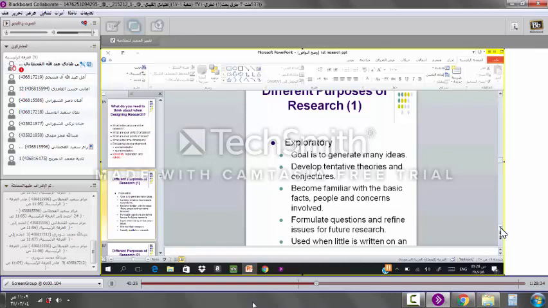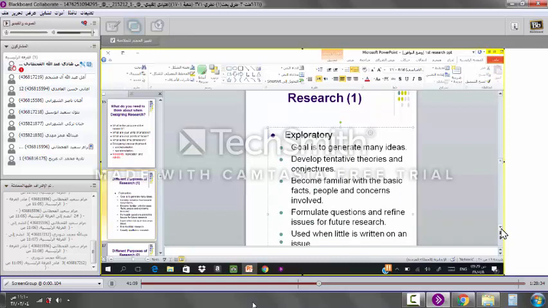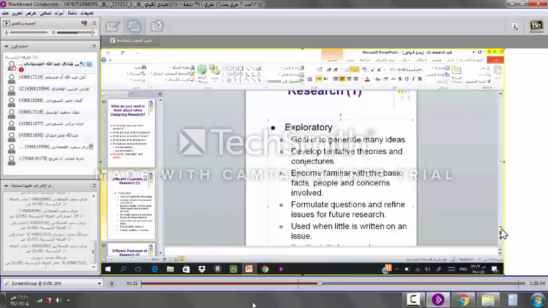When you talk about research purpose, there are people who research for many reasons. They give you an example here, exploratory research, in the sense that the goal is to generate many ideas, to develop tentative theories and conjectures, to become familiar with the basic facts, people, and concerns involved, to formulate questions and refine issues for future research. So it is exploratory. You just bring something that people will benefit from in a descriptive manner. Used when little is written on an issue.